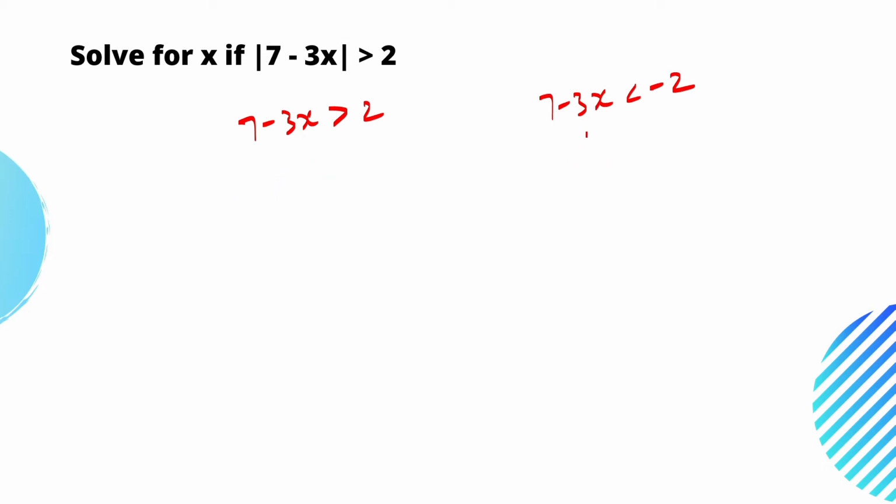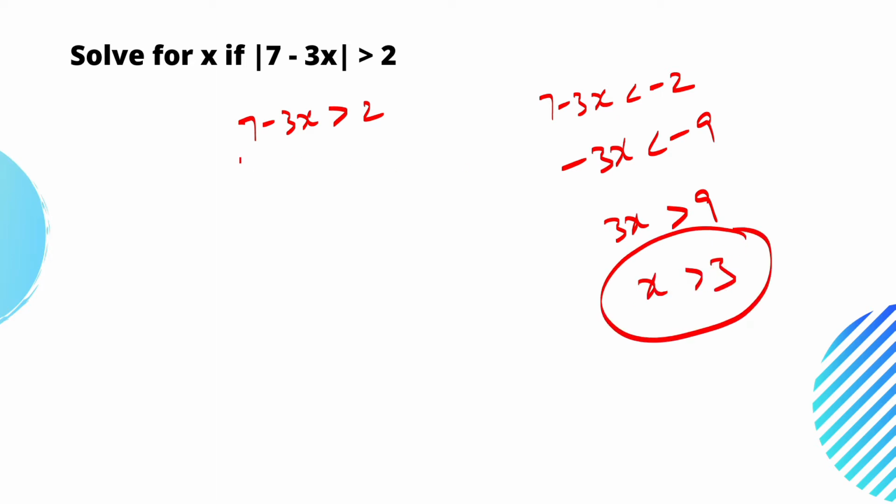Okay, so in this case what will happen? Minus 3x will be less than minus 9, and 3x will be greater than 9, so x will be greater than 3. In the second case, 3x will be less than 5 and x will be less than 5 by 3.